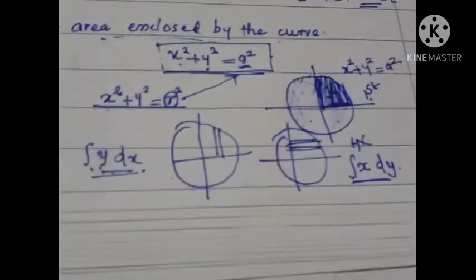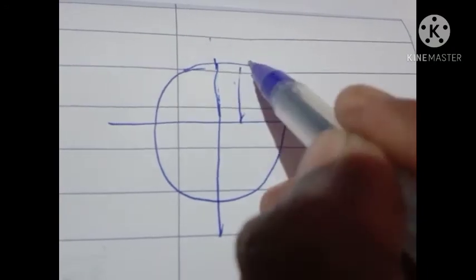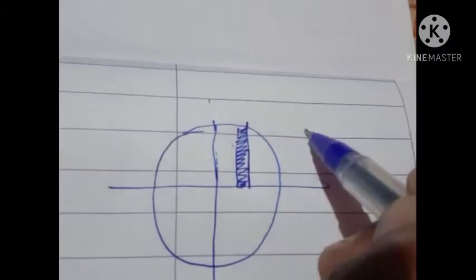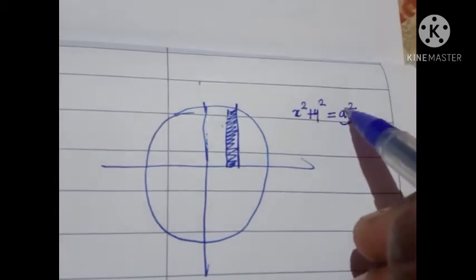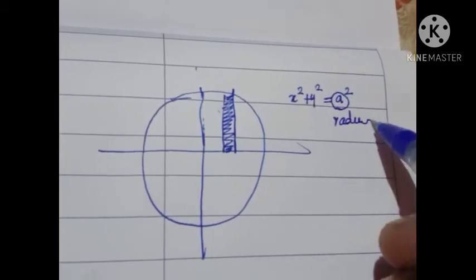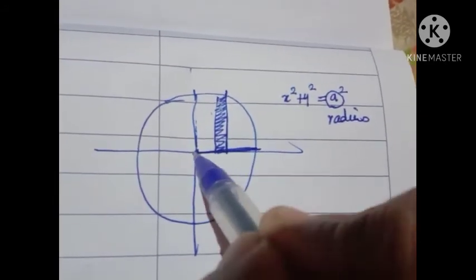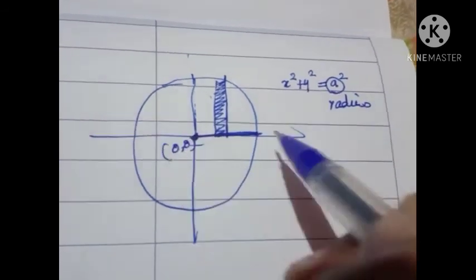Let's see how to find the area if we consider vertical stripes. This is the figure, this is the circle, and in this quadrant we are going to consider a vertical stripe. See, the equation of the circle is given, x square plus y square equal to a square. Here a is the radius. So listen, what is this length? This is the radius of the circle. And what is this point? This is the origin, that is 0, 0.